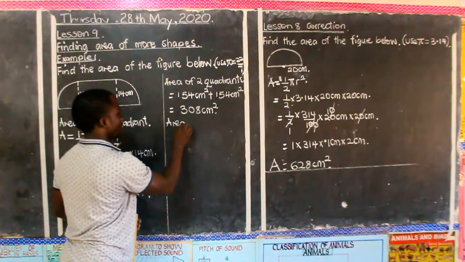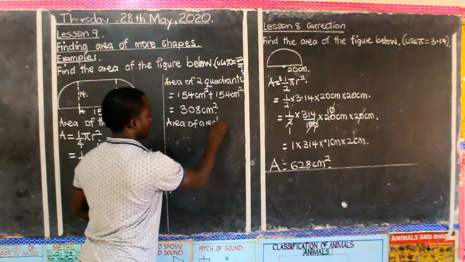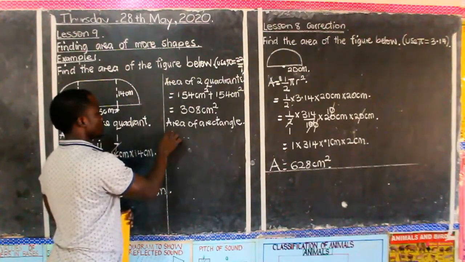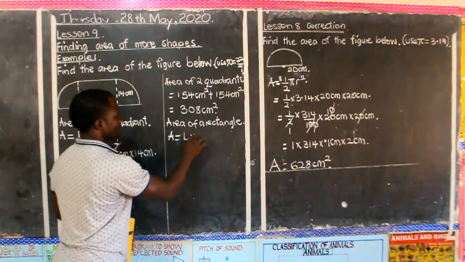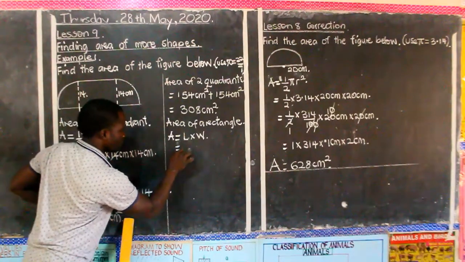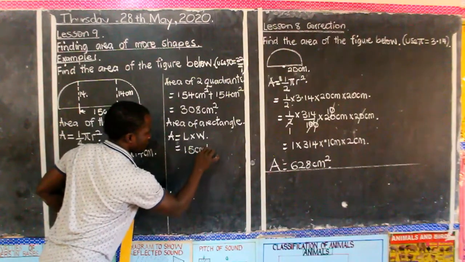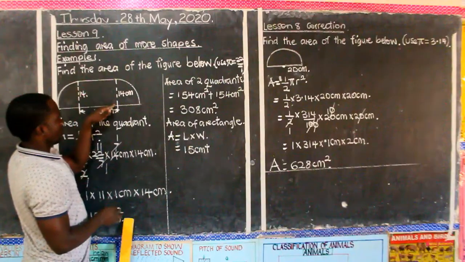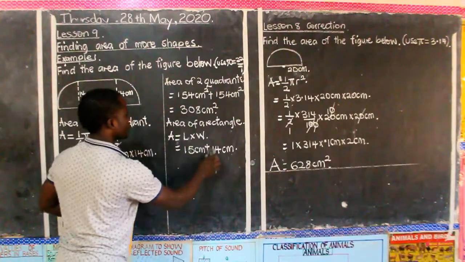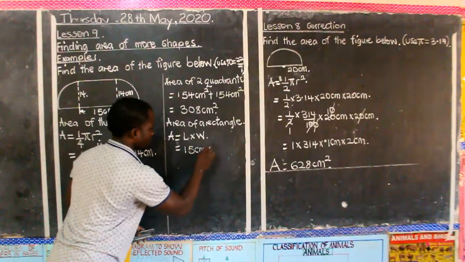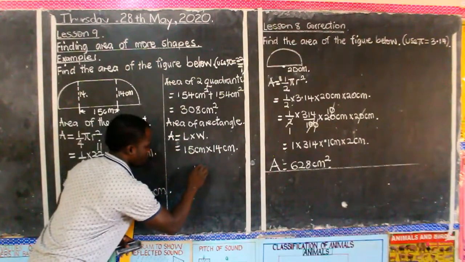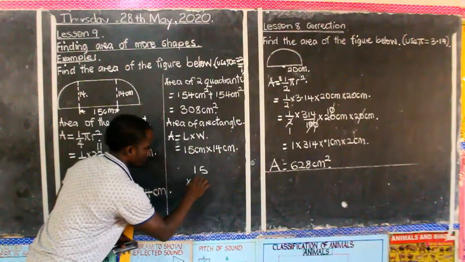Go ahead and find the area of a rectangle. Area of a rectangle: area equals length times width. The length of the rectangle is 15 centimeters and the width of the rectangle is 14 centimeters. The length is 15 times the width of 14 centimeters. Come down and multiply 15 times 14.